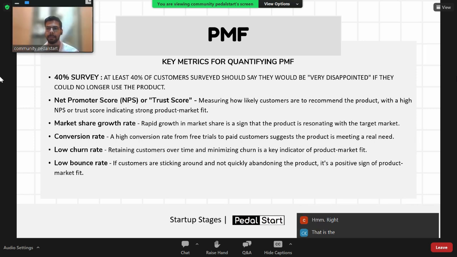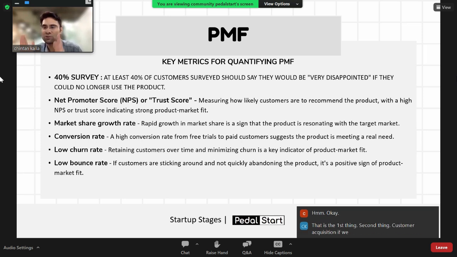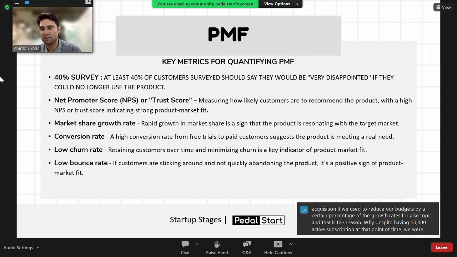That is the first thing. Second thing, customer acquisition: if we reduced our budgets by a certain percentage, the growth rates were also dropping. And that is the reason why, despite having 10,000 active subscriptions at that point of time, we were not able to achieve PMF. And this is after having done that business for over 2.5 years. So when people say that we've achieved PMF in the first 6 months, it is probably not there. We are missing out on a certain parameter.